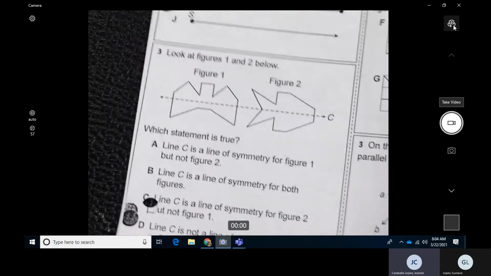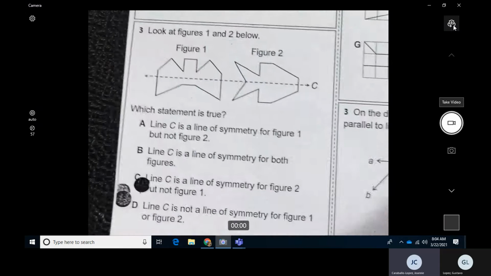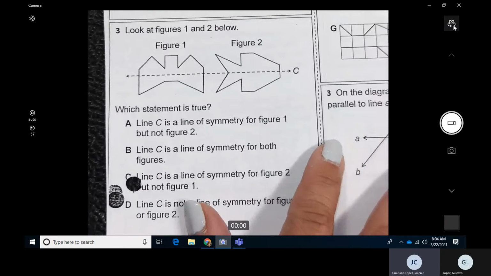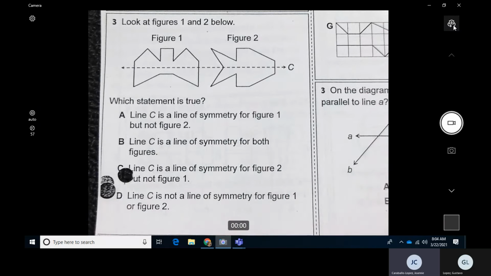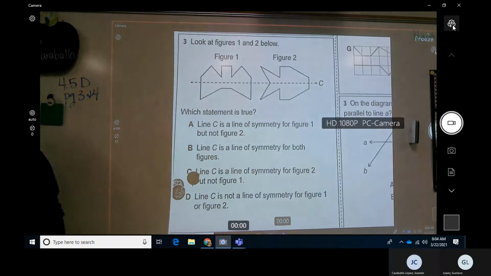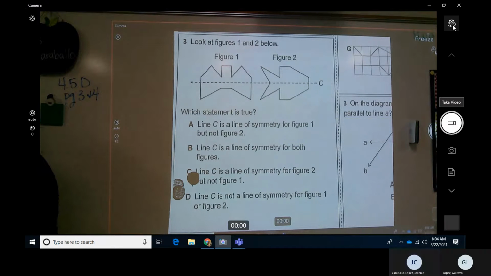Alrighty, let's look at number 3. Number 3 says, look at figures 1 and 2 below, okay? And what does it say? It says, which statement is true? So dice, mira la figura 1 y 2, y qué oración es veraz, okay?